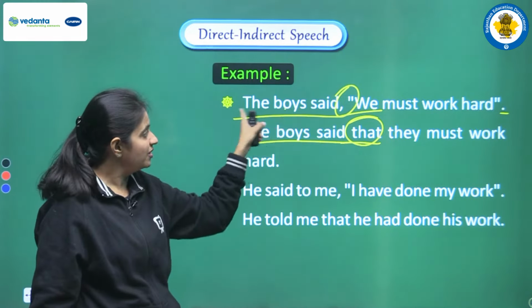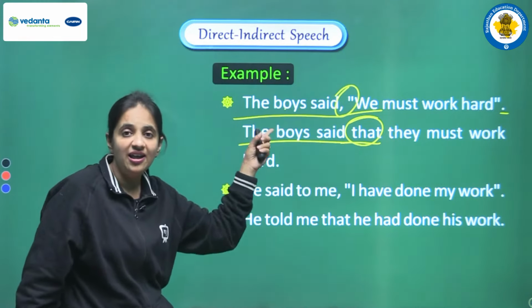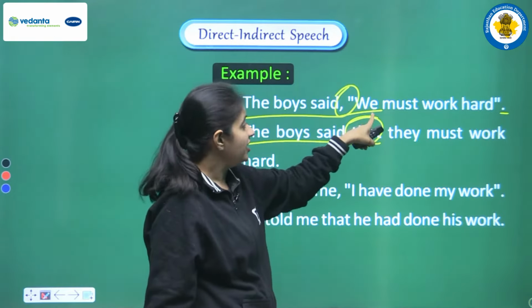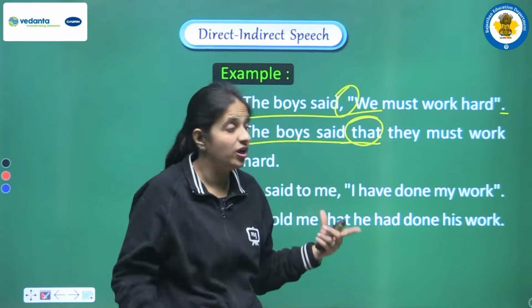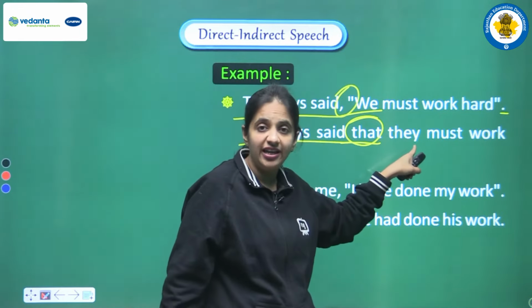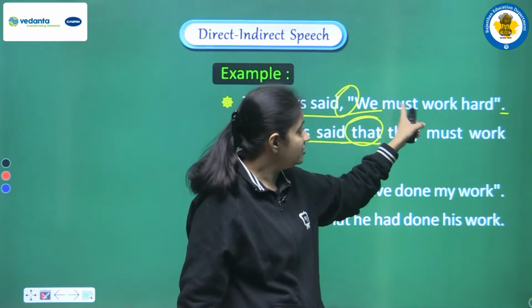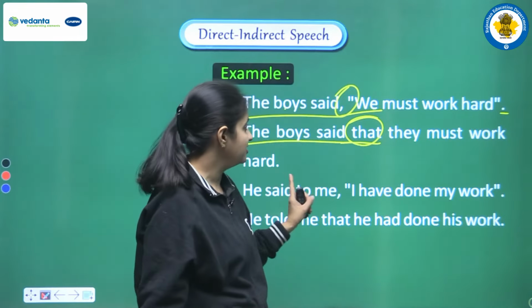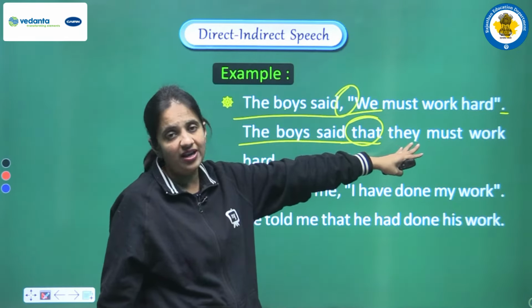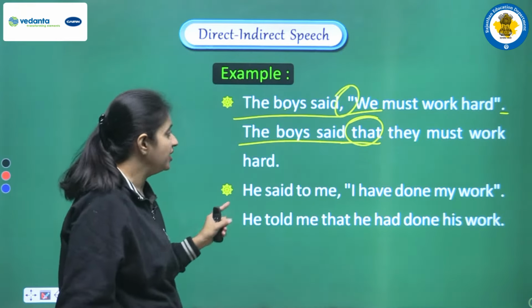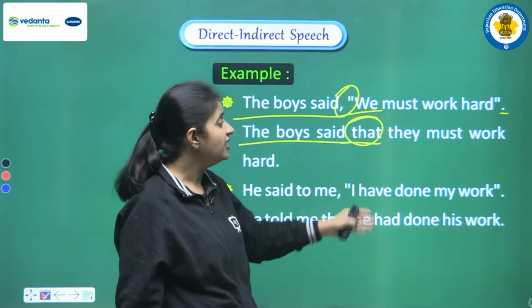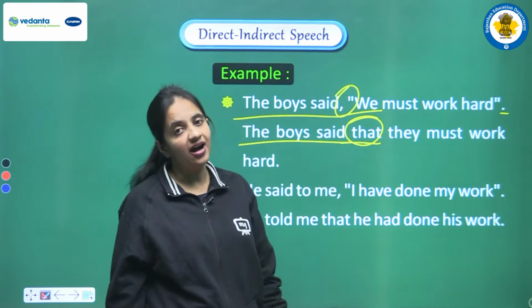So the reporting verb का subject क्या है? We are having the boys. So we, it will be converted according to the boys. Boys, it's a plural one. So we are writing they. Clear? Next, must work hard as it is. और last में जो inverted comma है, we will remove that comma also, and the complete answer will be the boys said that they must work hard.